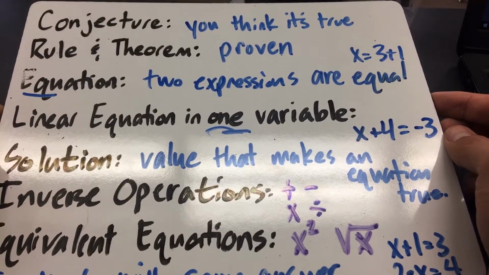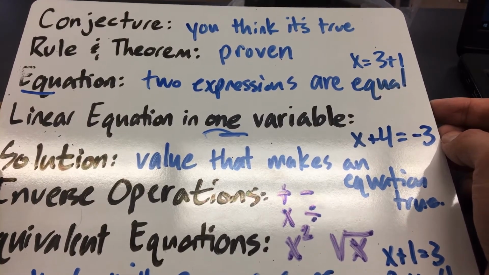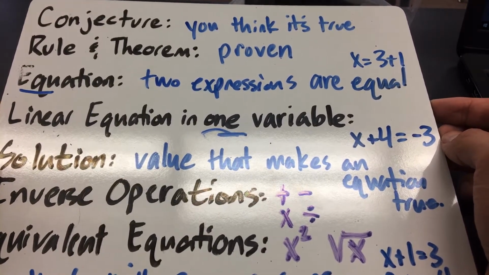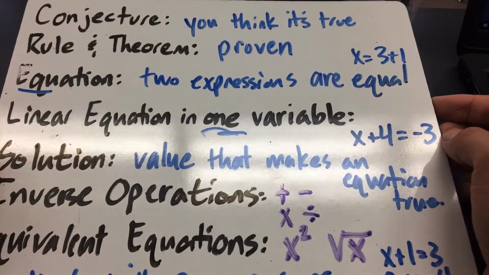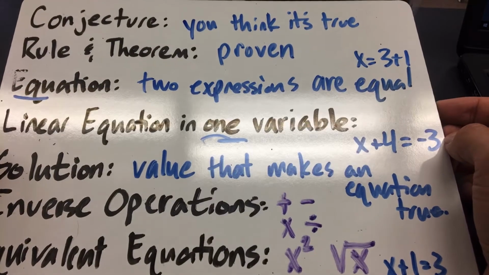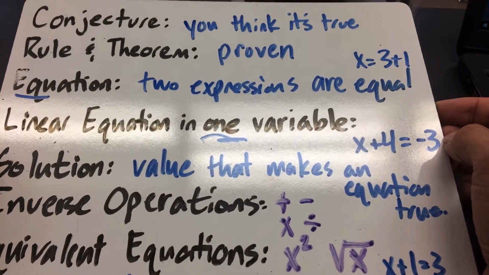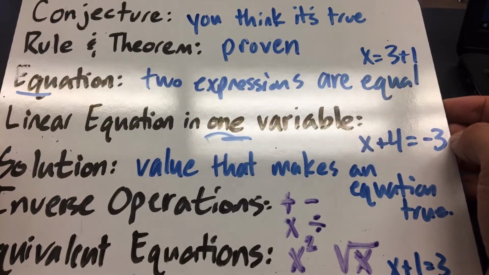The first one is conjecture. A conjecture is something in math that you believe is true. It's kind of like a hypothesis in science. It's something you haven't proven yet, but you believe it to be true. You're studying something and you think that this is a true statement, and so you put it out there. This is my conjecture. This is what I think is happening, but you're not 100% proven in that.